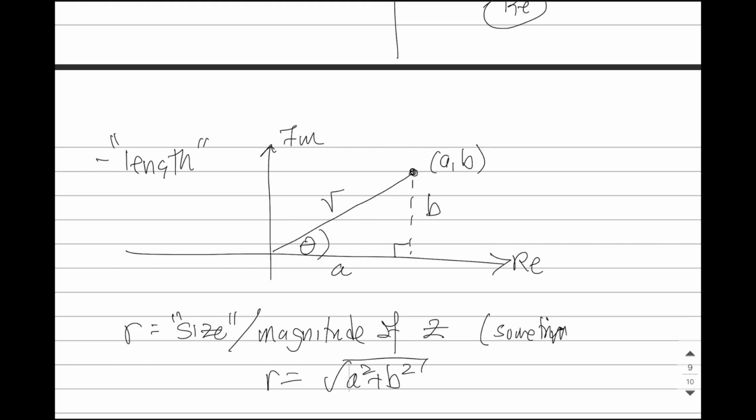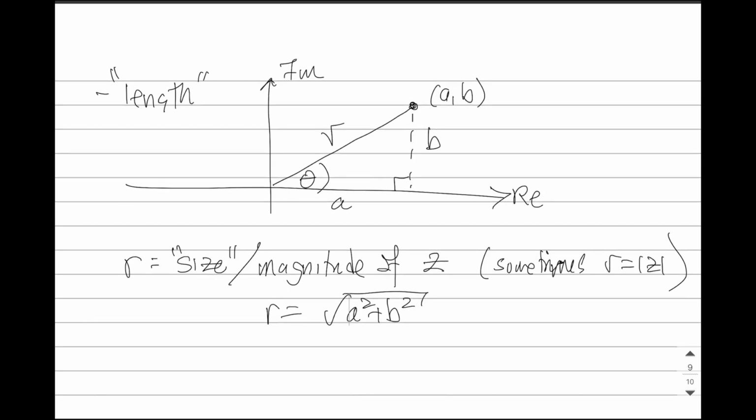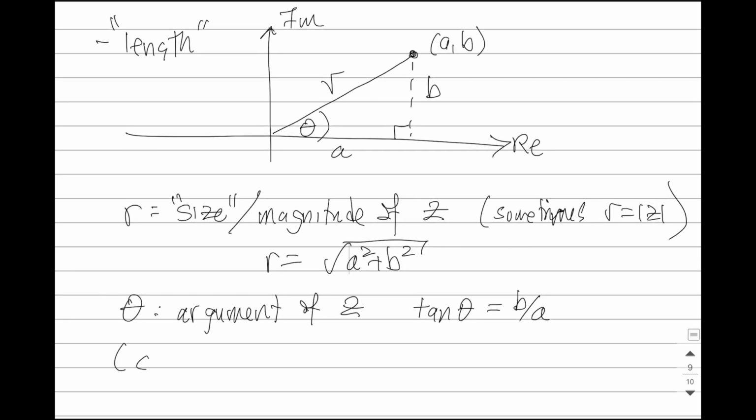Sometimes we write r as the absolute value or the magnitude of z. This value inside the angle is called the argument of a complex number. And just from using trig, you can find that the tangent of theta is going to be opposite over adjacent, so b over a. Now you've got a relationship that says if you know the Cartesian coordinates of your complex number, you can put it into this form with r and theta, called the polar form.